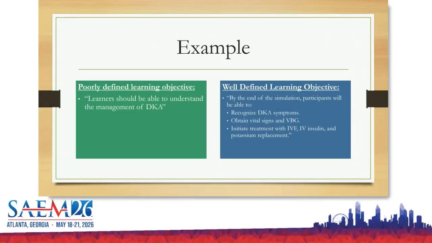So more explicitly defined: at the end of the simulation, participants will be able to recognize DKA symptoms, and you could even drill this down a little bit more by saying, oh, I want them to talk out loud and say, I recognize this person is really tachypneic, and they have belly pain, and they're diabetic, they're at risk for DKA. That may be a bit much, but you can. Obtain vital signs and a VBG, key elements, right? VBG especially for DKA, vital signs for other alternative symptoms and diagnoses. And then institute treatment with IV fluids, IV insulin, and potassium replacement as needed.